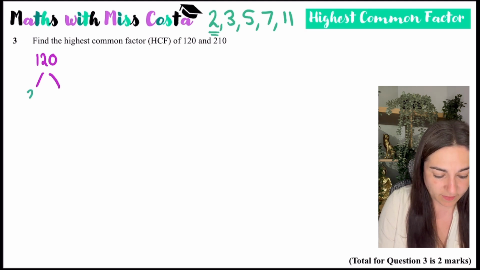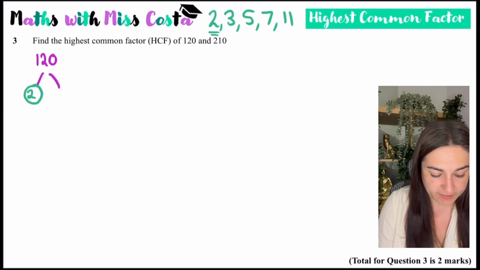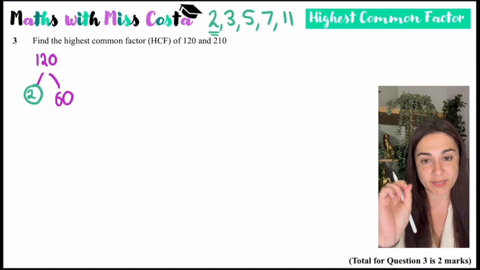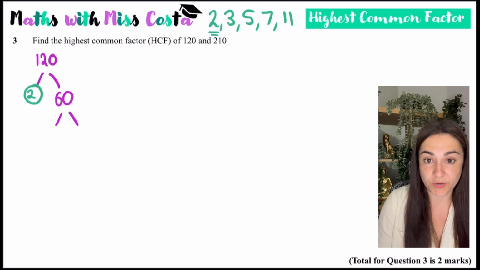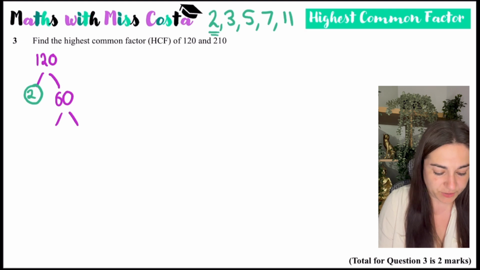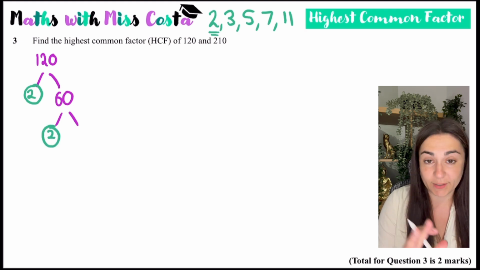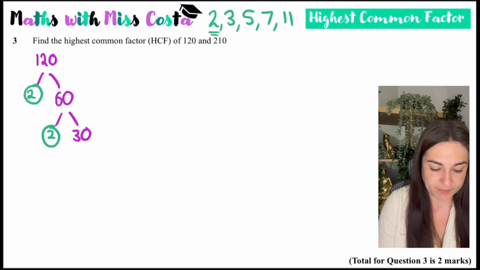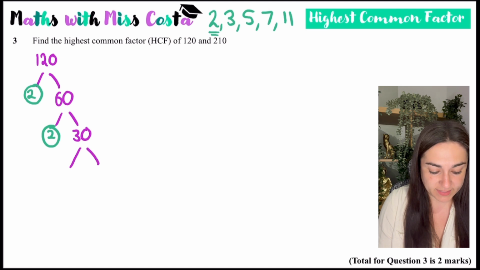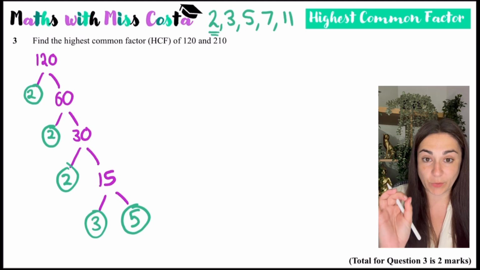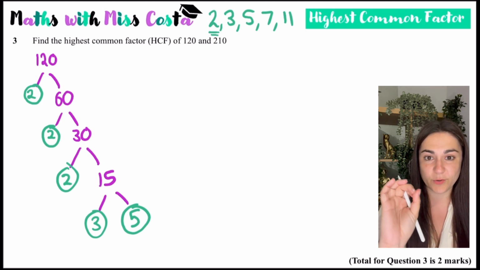So 120, I know, is 2 multiplied by 60. When you've got a prime number, you circle it and you've extinguished your tree branch. Then I look at 60 and I think of two numbers that multiply together to make 60. I choose 2 because it's a prime number. I circle it, so I've extinguished that branch. So 2 times 30 makes 60. Again, I keep going. Two numbers that multiply together to make 30, that would be 2 and 15. And then two numbers that multiply to make 15, that would be 3, which is prime, and 5, which is prime. So once you've got to the prime numbers, they're circled and that's the end.